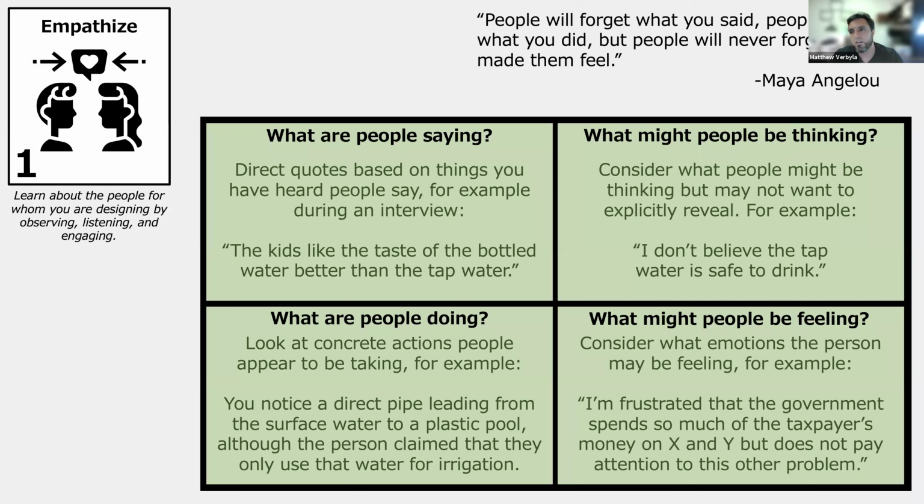So now let's start to get a little bit more in depth on each of the steps. How do we complete each of the steps of the design thinking process? Step 1 is to empathize. The objective here is to learn about the people for whom you are designing by observing, listening, and engaging.